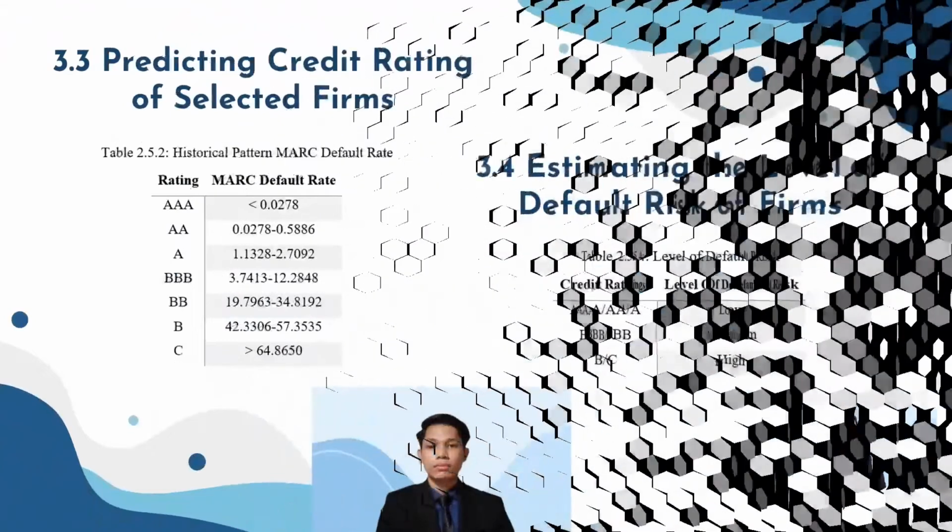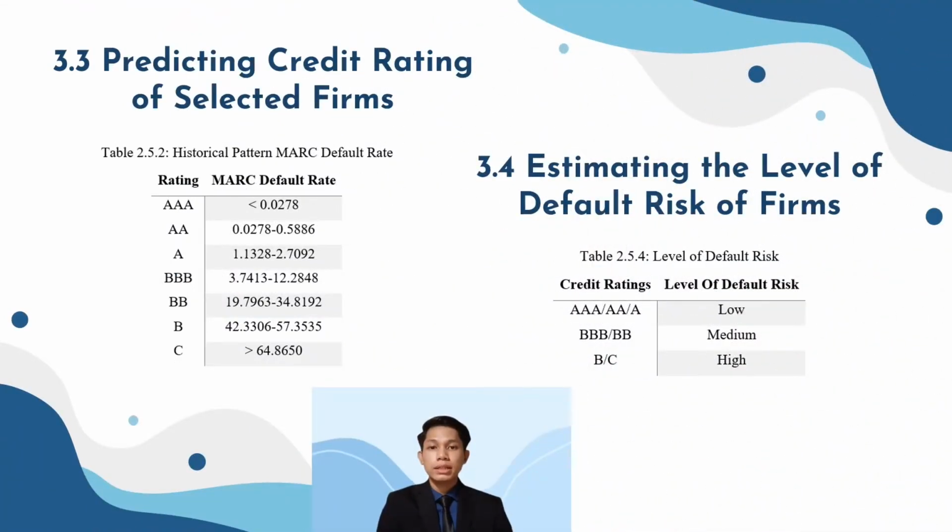Predicting the credit rating of selected firms. Based on the probability of default data gathered using the KMV-Merton model, the credit rating for each firm was then predicted using the range of values shown in table 2.5.2.